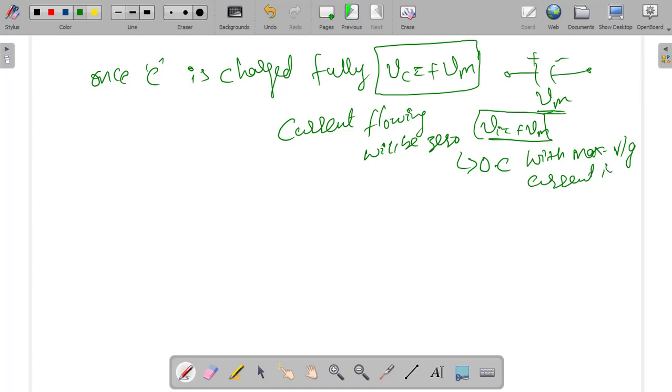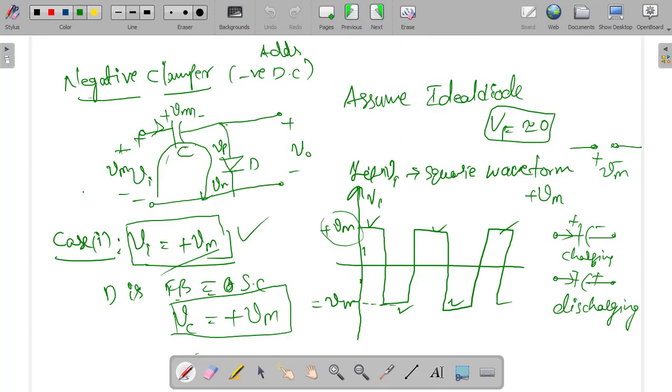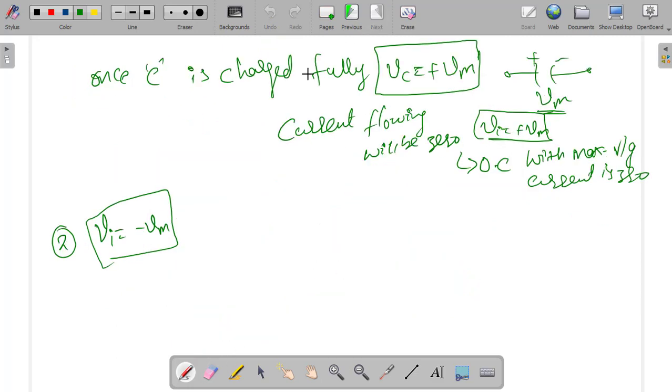Clear? Now, what happens whenever your voltage Vi is equal to minus Vm? This is the condition we are at now, minus Vm. In minus Vm, what happens? The capacitor will start discharging. Whenever Vi is equal to minus Vm, your diode will be reverse biased and your capacitor starts discharging.